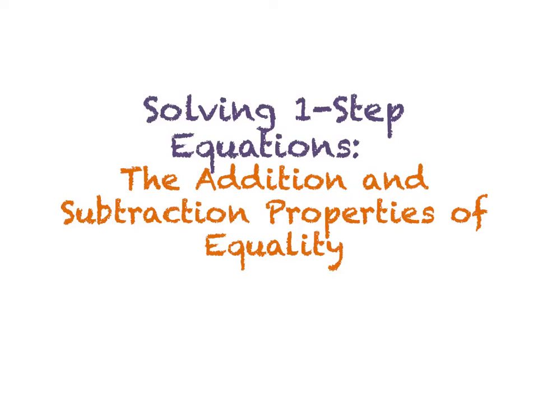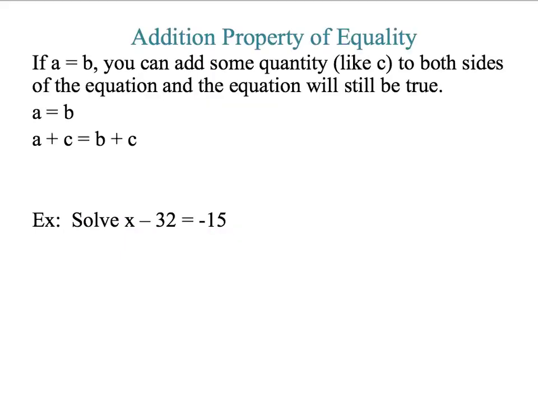In this lesson, we're going to start solving one-step equations. We'll do this using the addition and subtraction properties of equality. The addition property of equality says that if A equals B, you can add some quantity, like C or any other number, to both sides of the equation and the equation will still be true.